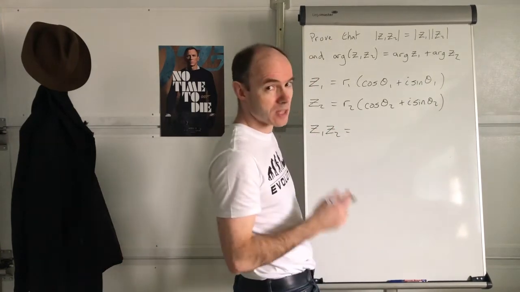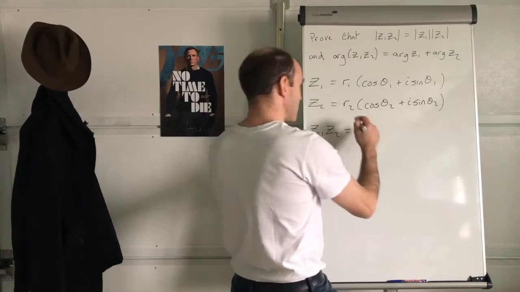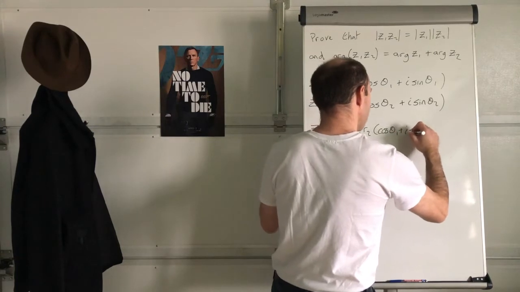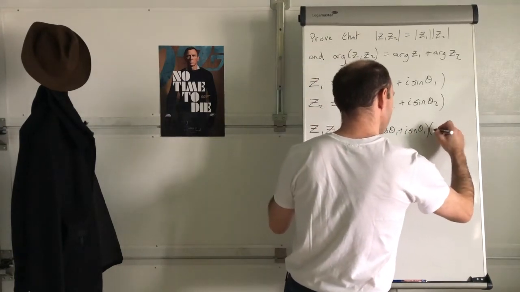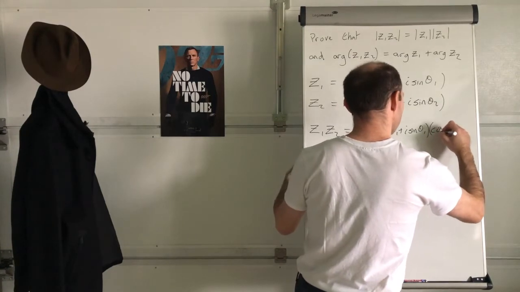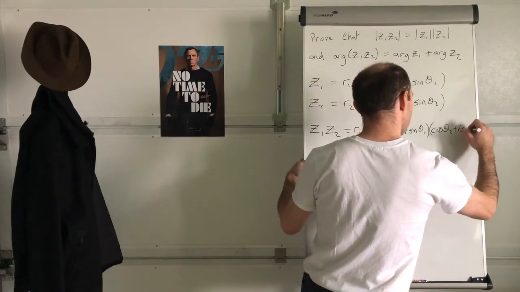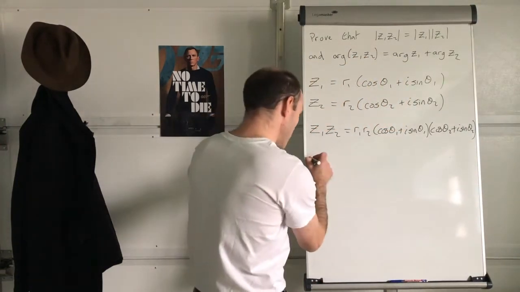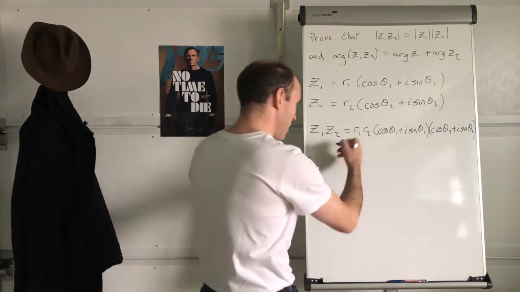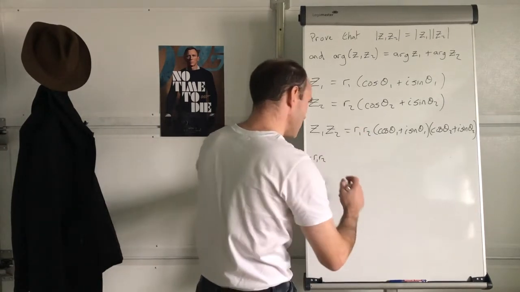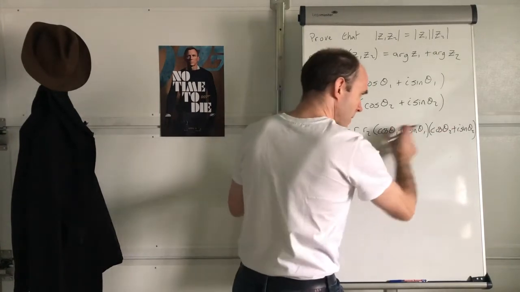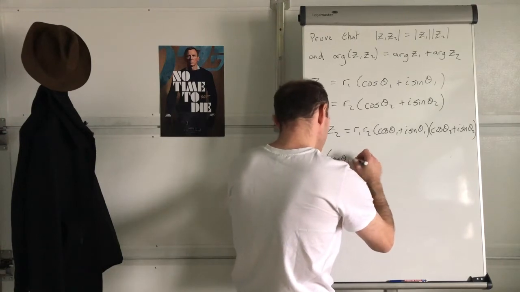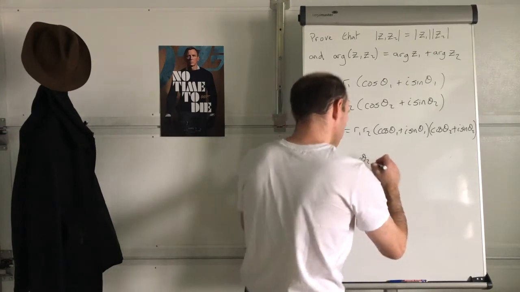This is where I really could do with a larger board. So that times that. It's r1 r2, and then (cos theta 1 plus i sin theta 1), and then (cos theta 2 plus i sin theta 2). Just about squeeze it in. Right, I'm going to have to start here now to get the next line in. So r1 r2, and then let's expand these brackets. So I'm going to have cos theta 1 cos theta 2.